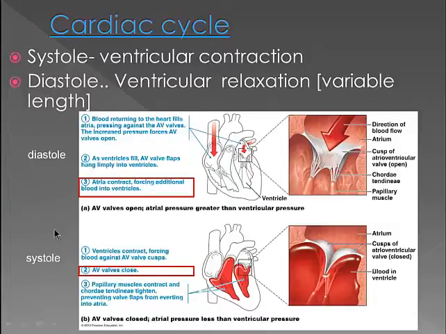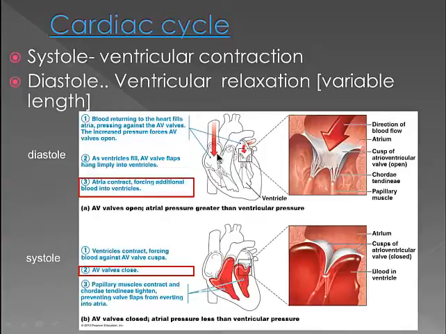So now let's look at the events. First we'll start with diastole. The ventricle is relaxing, and at this time the blood is returning from the body. It returns to the right atrium. This happens on the left side also, but I'm just going to use the right atrium as an example. So the blood returns and the atria fill with blood.